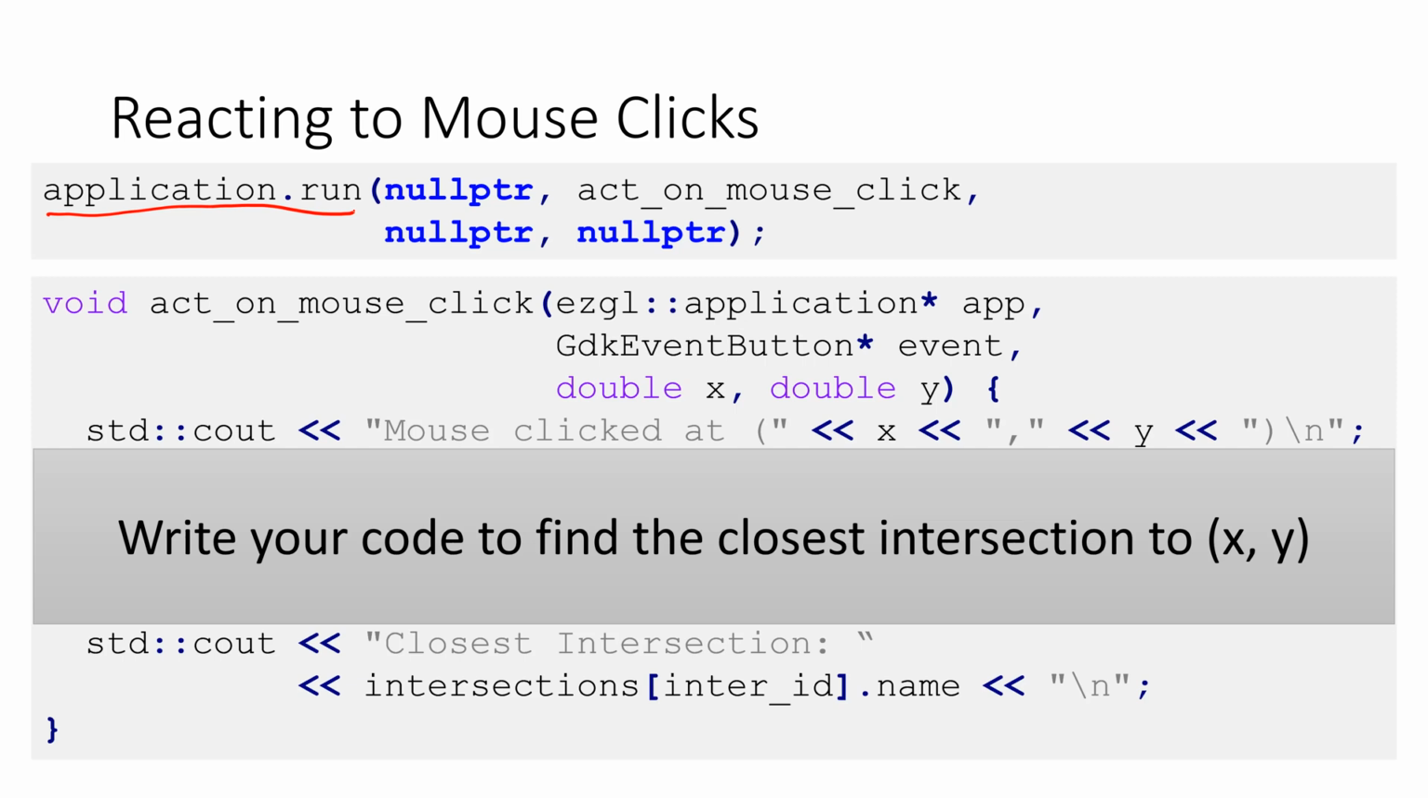We've been using that. Now we're going to use one of them. So 3 of them we're still leaving null. Those are for basically like keyboard input. We still don't want that, so we're not worried about that. But we do now want to know when the user clicks the mouse.